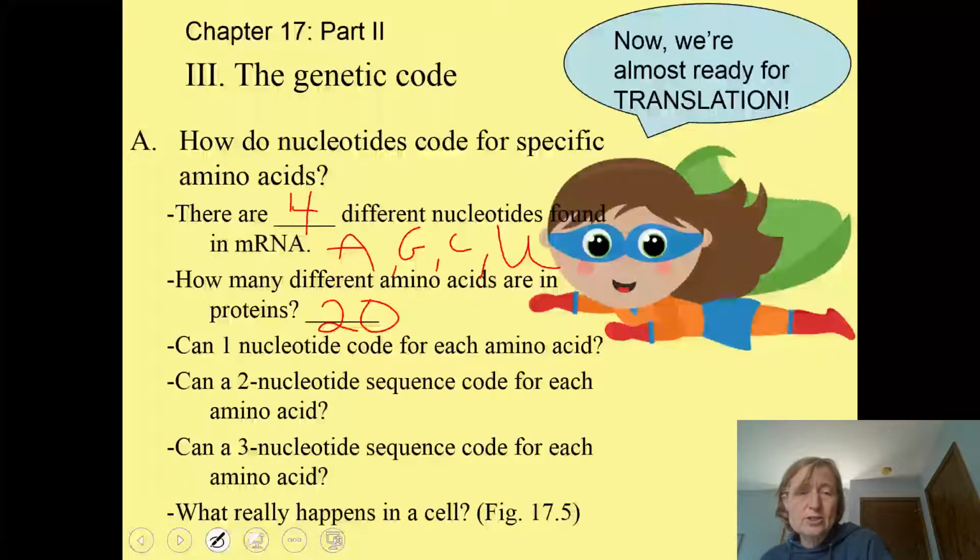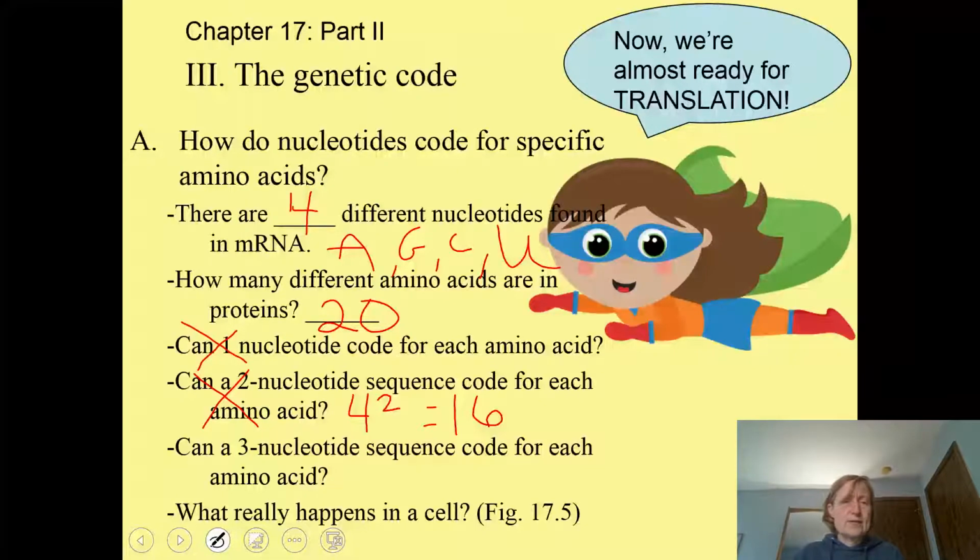Are there even enough combinations of pairs of nucleotides? Well, you could actually sort that out by doing some math. There are 4 different nucleotides, and we want them in groups of 2. There are 16 total combinations of groups of 2 nucleotides, so that's not going to work very well. We have 20 amino acids we have to code for. So no for 1 nucleotide. What about a 3 nucleotide sequence?